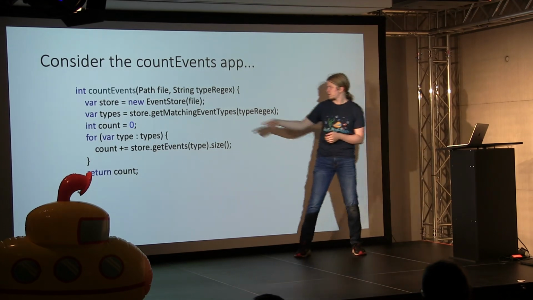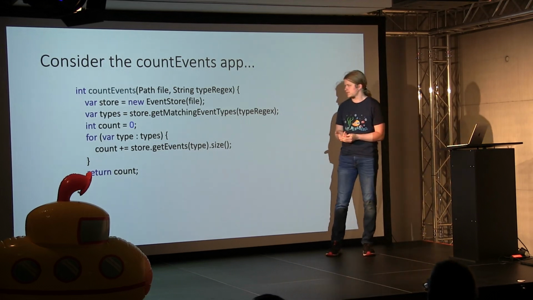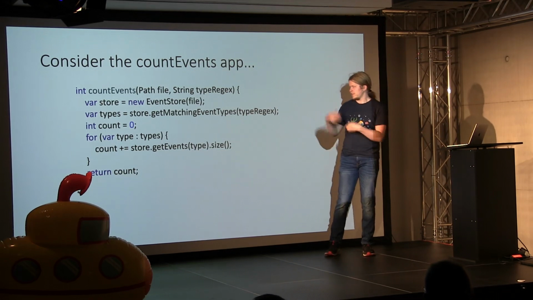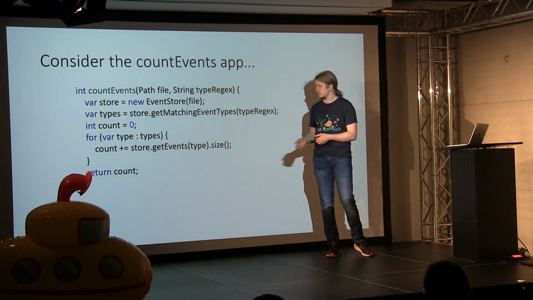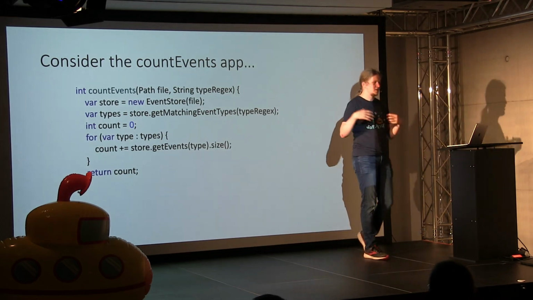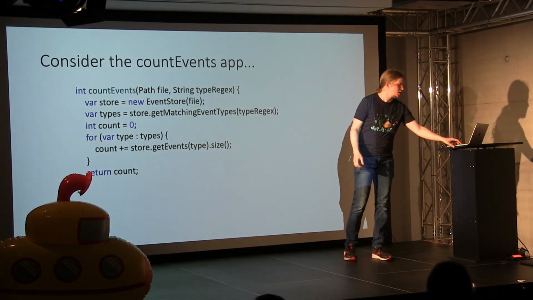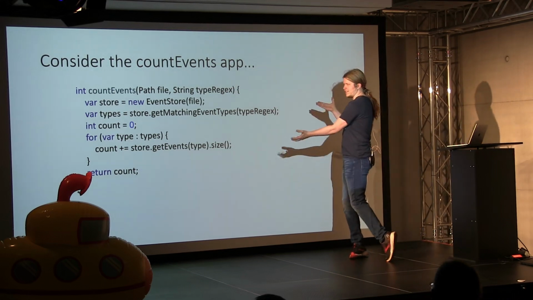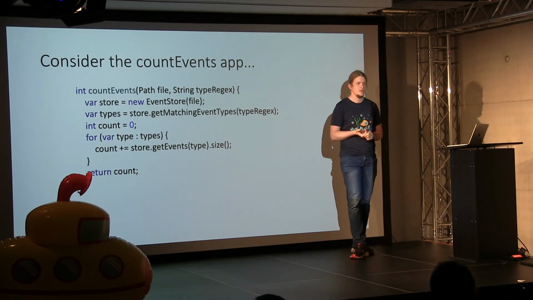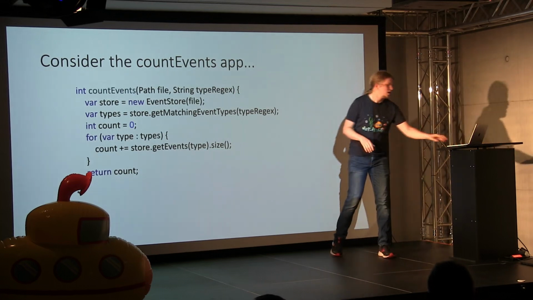So first we get an event store, and then we ask the event store, give me all the types that match this regular expression, and then we just loop over the list of types, get the events for every type, get the size of this returned list, accumulate it, and ta-da! It's a simple application, but it shows us some interesting details, and I will use it in the following for all the examples. I hope anyone can understand it. I originally tried to use a more complex sample from the Spring Boot world, like the Spring Boot PetClinic, but I think this will illustrate it better.